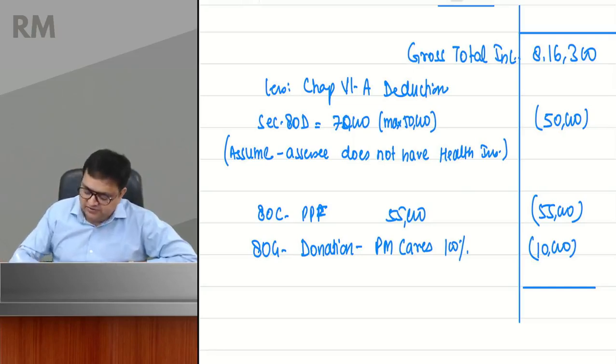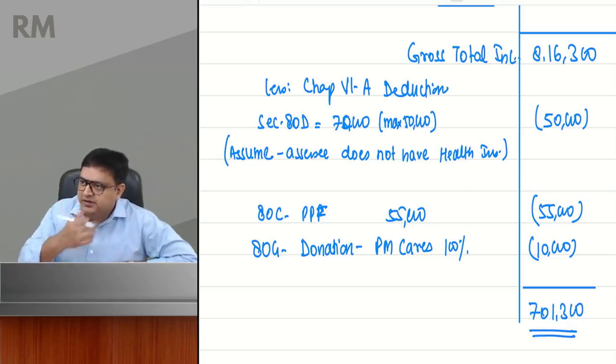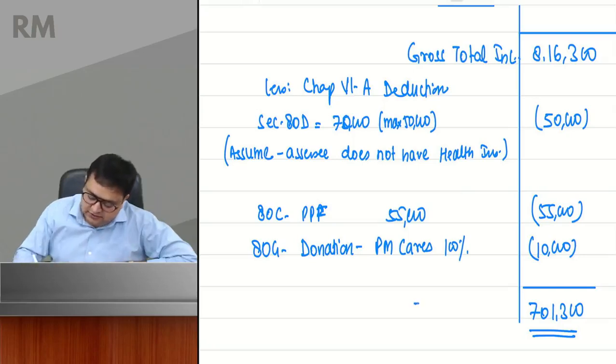Is it 701,300? Correct. Okay. Correct, Darshni, Raju sir, Ragna. This is the total income.